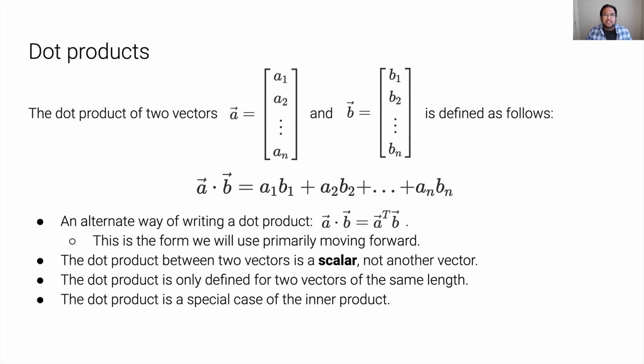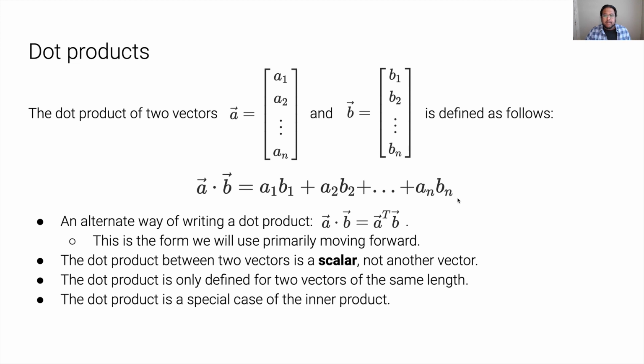Let's suppose we have two vectors of length n, which for this example we will call a and b. The dot product of a and b is defined as being a1 b1 plus a2 b2 plus so on and so forth, all the way through an bn.